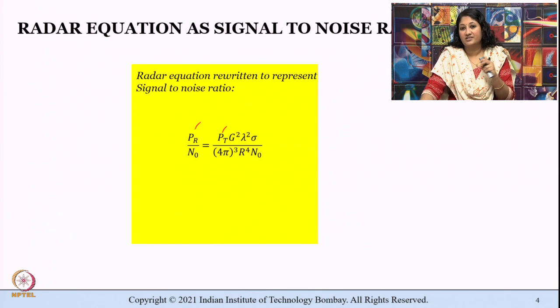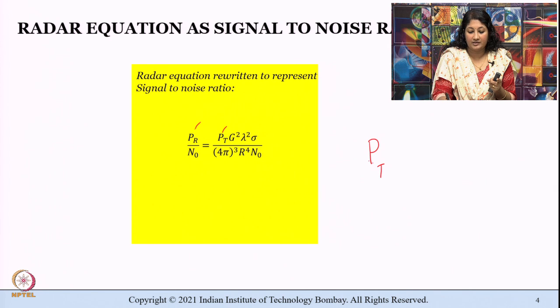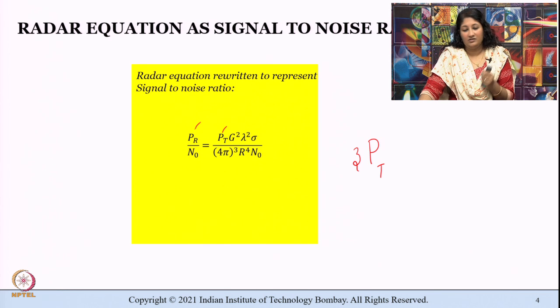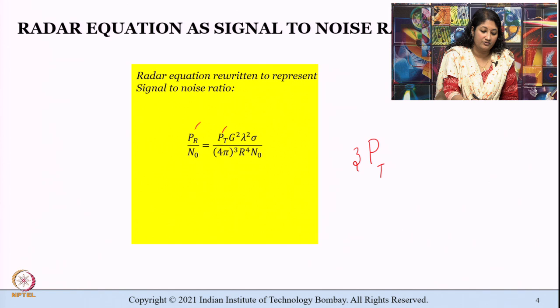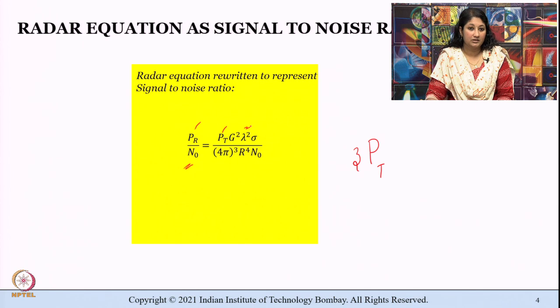Now, what happens if we triple the transmitting power? If we triple the transmitting power, the return power of echo also becomes triple, isn't it? Now let us try to understand the relationship with respect to wavelength. Signal to noise ratio is directly proportional to square of wavelength.